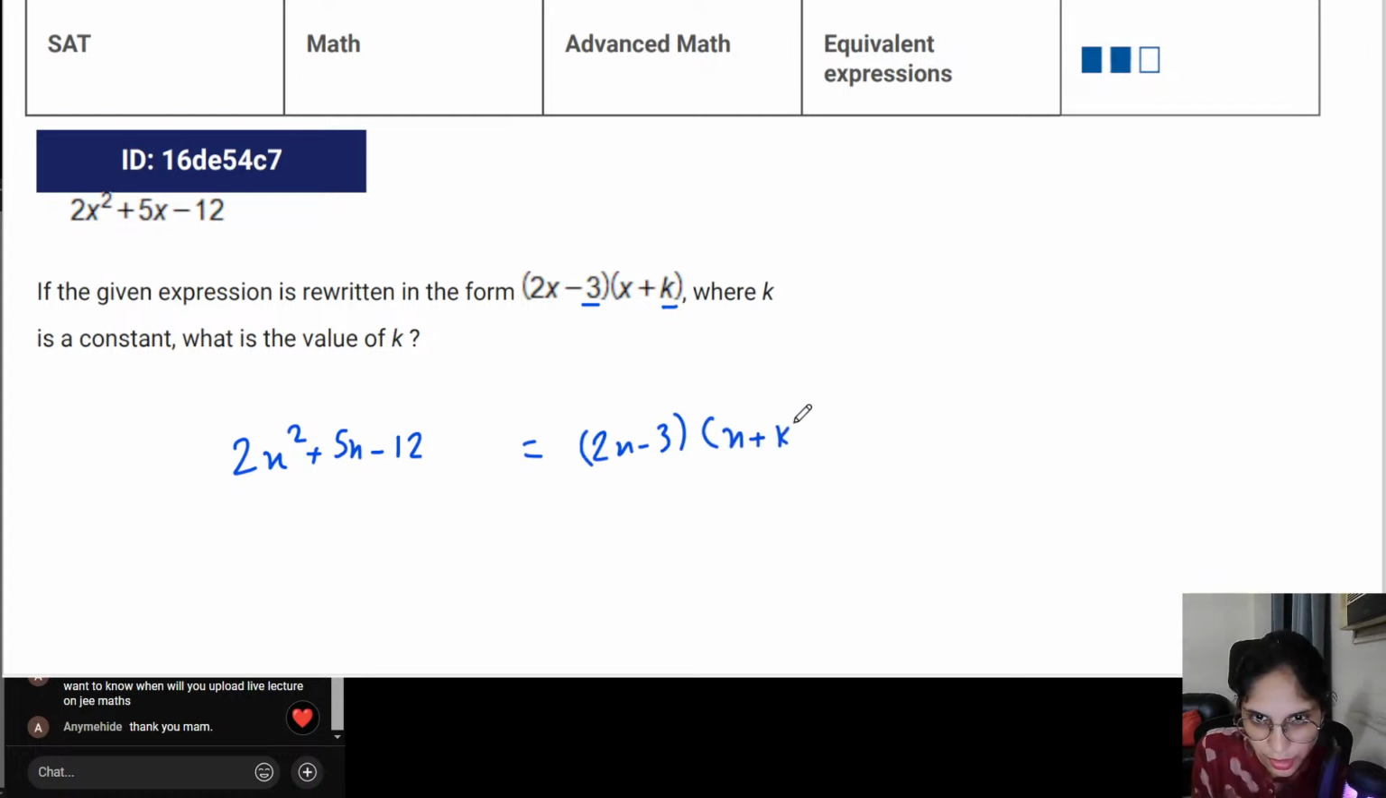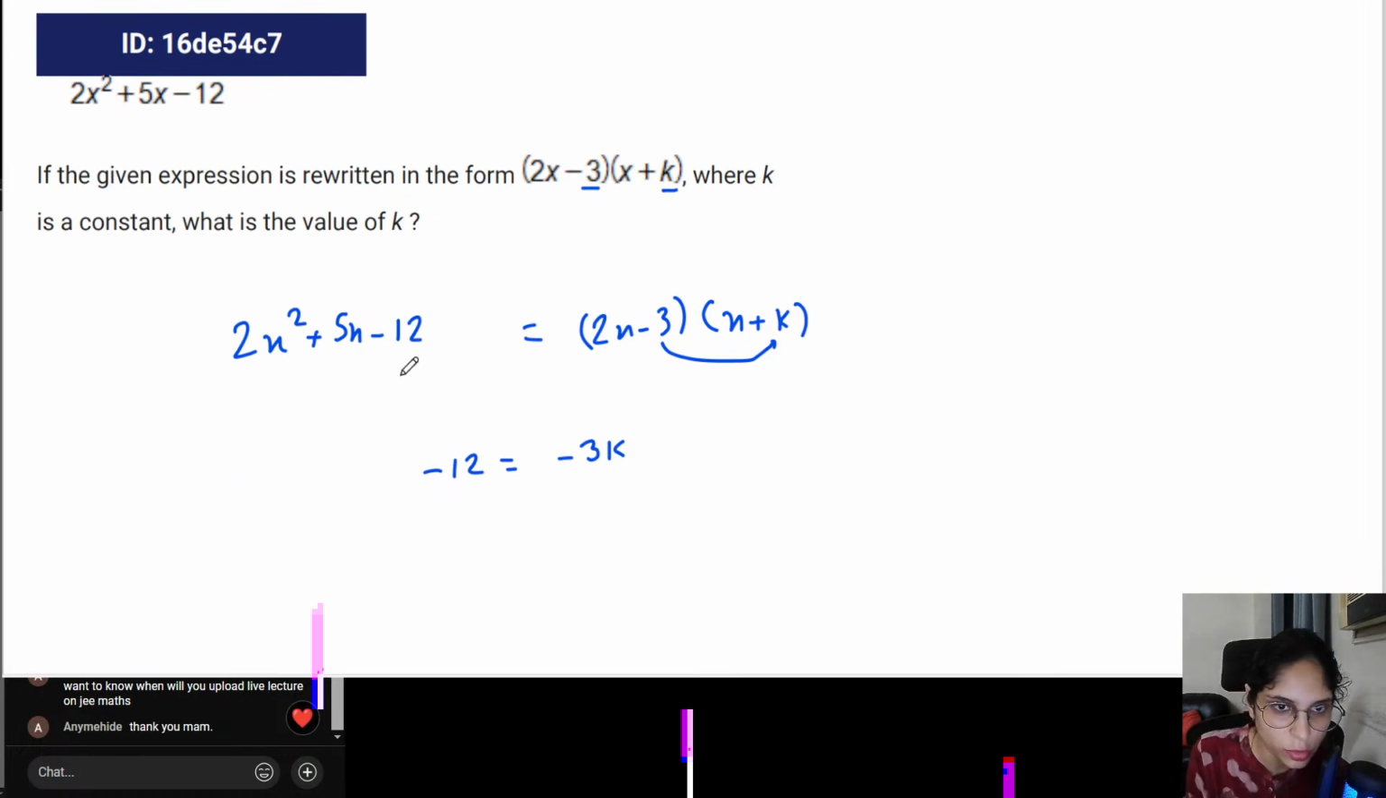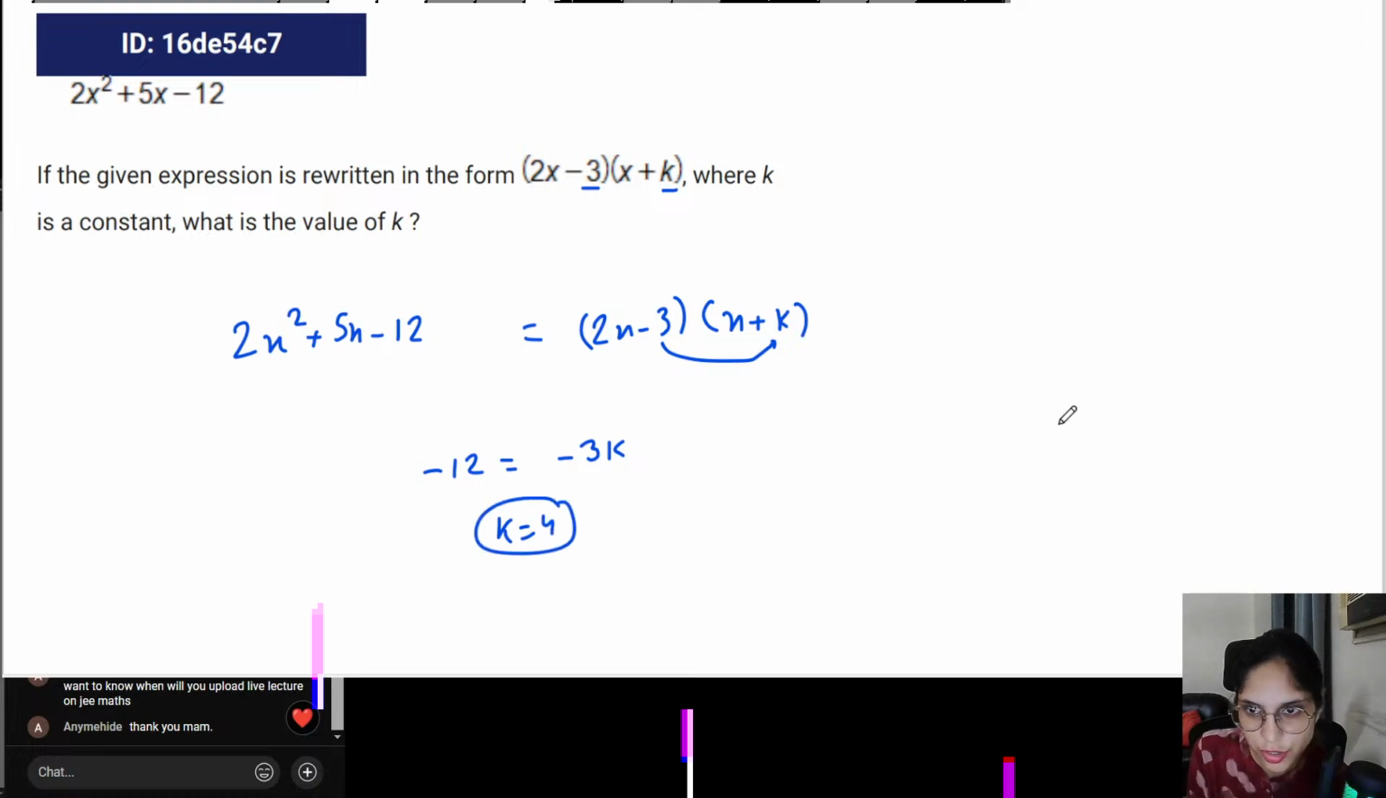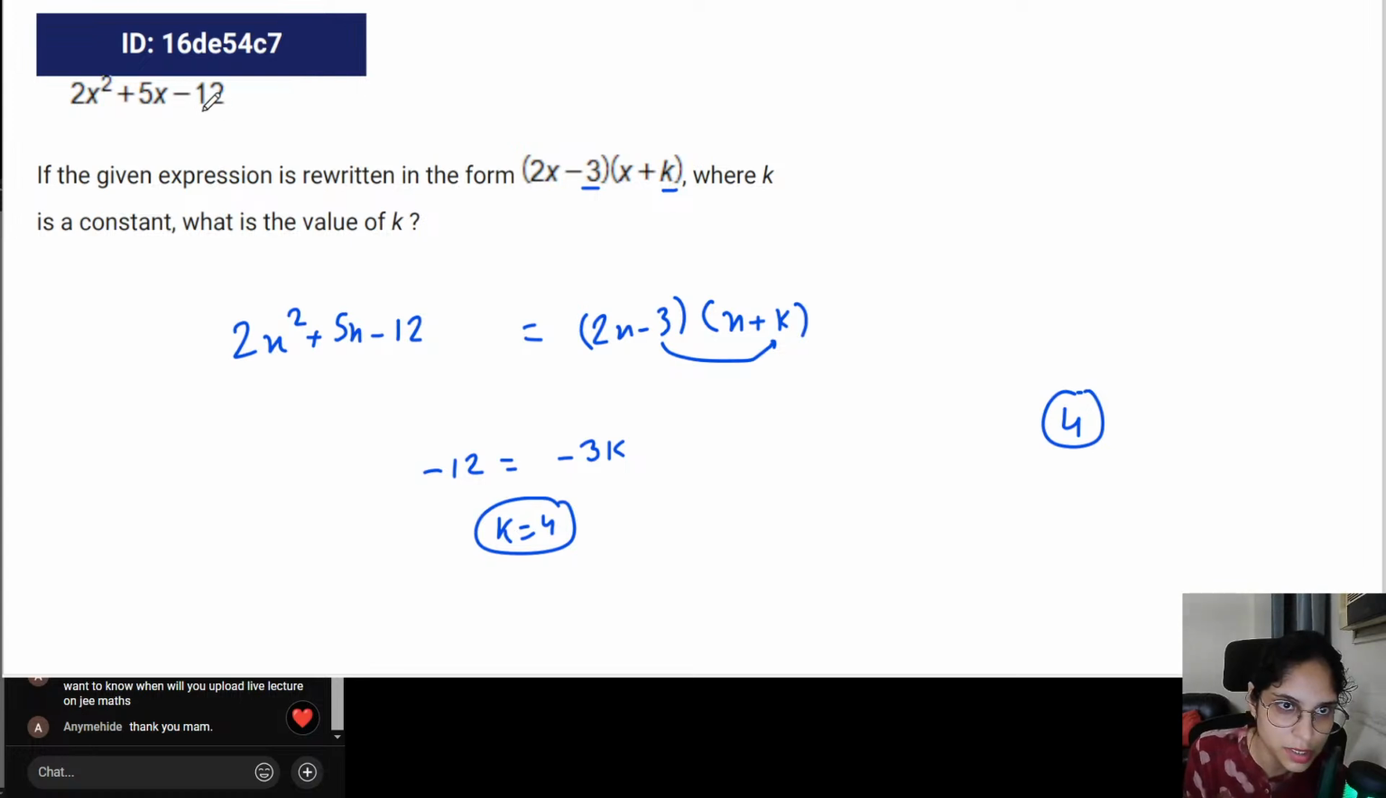This is for a quicker way. So negative 12 is going to be equal to negative 3k. Just remember, constant always comes only once. So negative 12 equals negative 3k, k equals 4. 4 is your answer. No need to completely solve it. We are just partially solving it because we want the value of k.